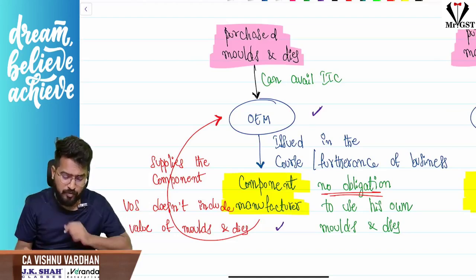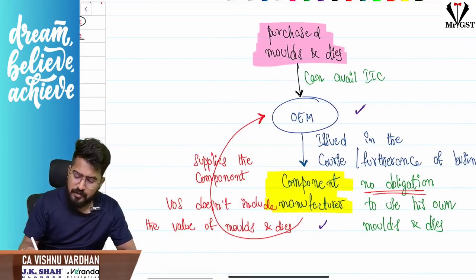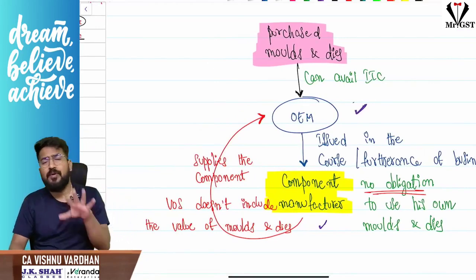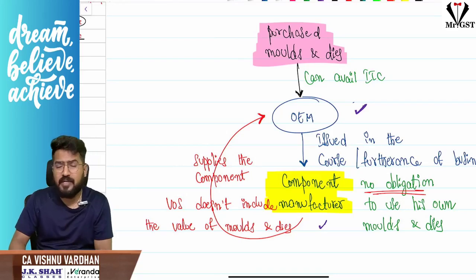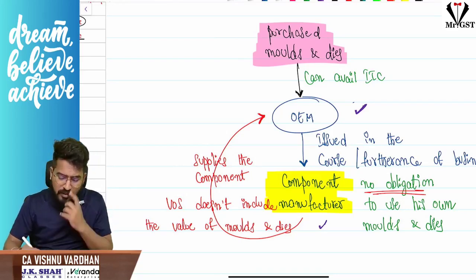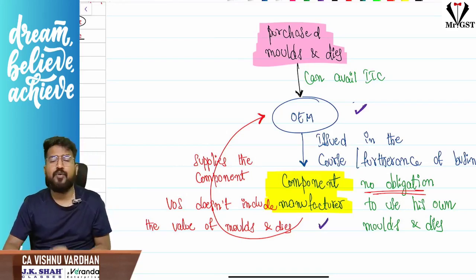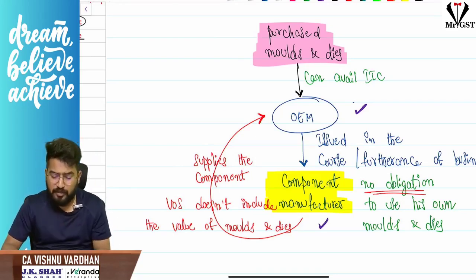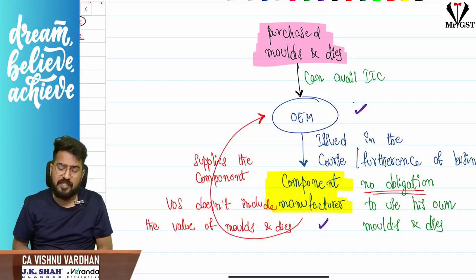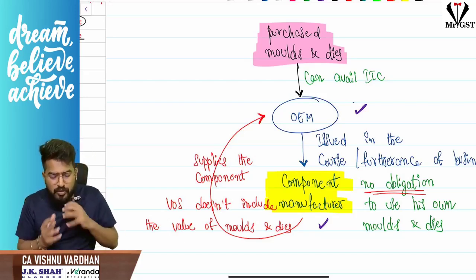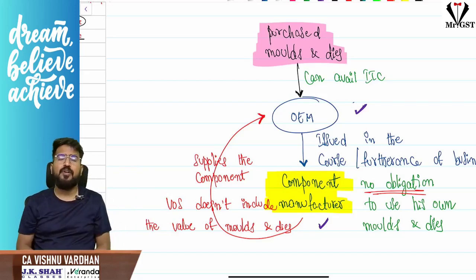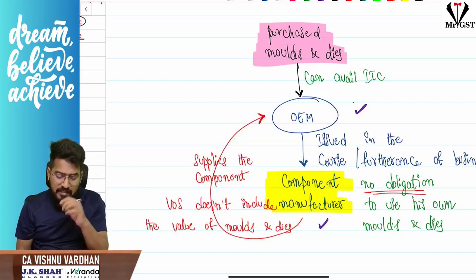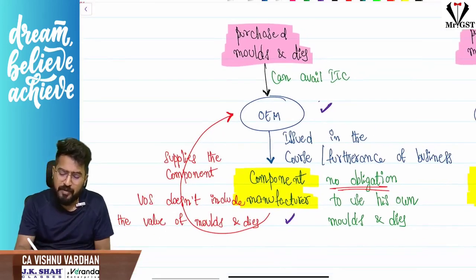Yes, see here, one small confusion, that's all. This original equipment manufacturer is, let us assume, the laptop company. The laptop company will not manufacture their own batteries, so they will outsource it. That fellow is called the component manufacturer. So to manufacture that component, the original equipment manufacturer will purchase some molds and dies and will avail ITC. Those molds and dies he will give to the component manufacturer for manufacturing the components. Whether this ITC is to be reversed by the original equipment manufacturer is the point.